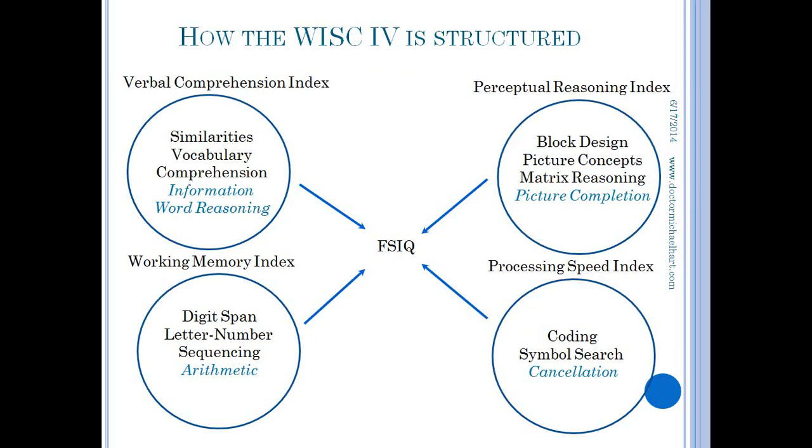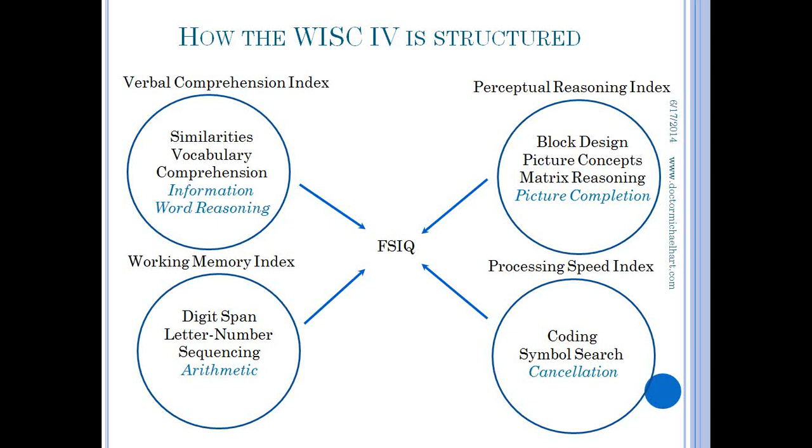So this is how the WISC is structured. In the 4th edition, we have broken out the WISC into 4 different indices, and that's what you're seeing on this page. In the upper left, you've got verbal comprehension index. On the upper right, perceptual reasoning index, and in the lower quarters, to the left working memory, and to the right processing speed.